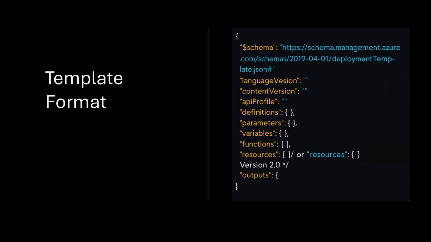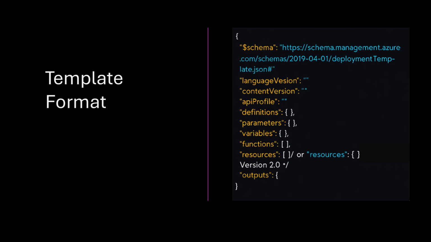Variables allow you to simplify your template by storing values that are reused multiple times. You can combine parameters and constants here to make the template cleaner and more maintainable. Resources is the heart of your ARM template. In this section, you define every Azure resource you want to deploy, whether it's a virtual machine, storage account, or virtual network. You'll include configuration settings, dependencies, and other necessary properties.